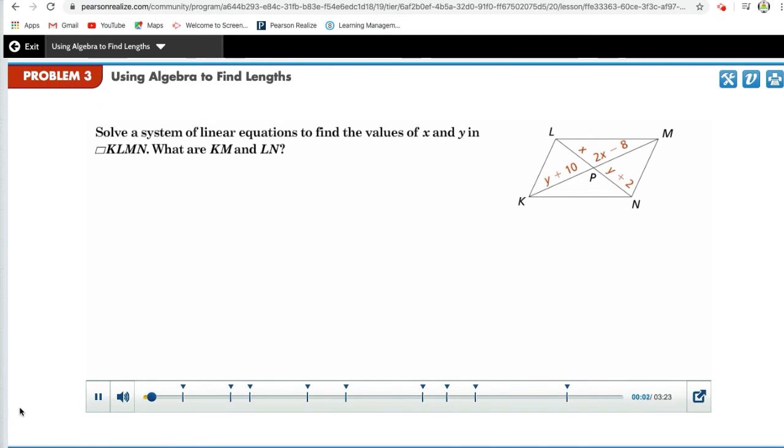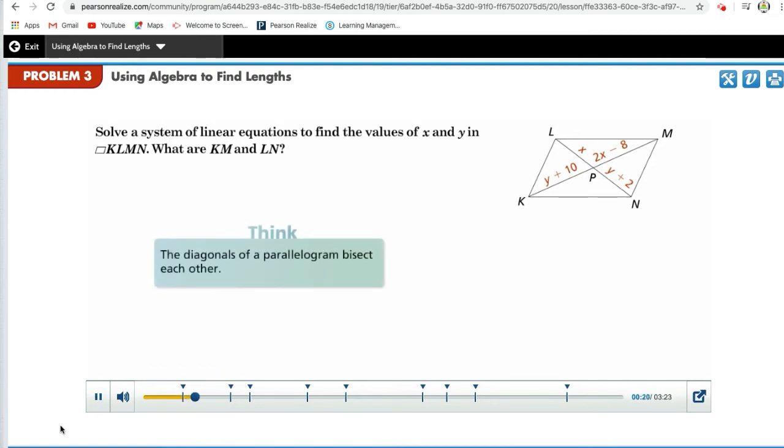In this problem, you will use algebra to find the lengths in a parallelogram. Solve a system of linear equations to find the values of x and y in parallelogram KLMN. What are the lengths of segment KM and segment LN? The diagonals of a parallelogram bisect each other. So segment KP is congruent to segment MP, and segment LP is congruent to segment NP.